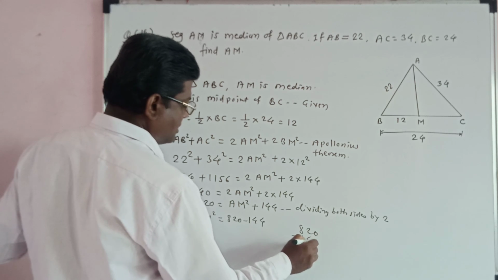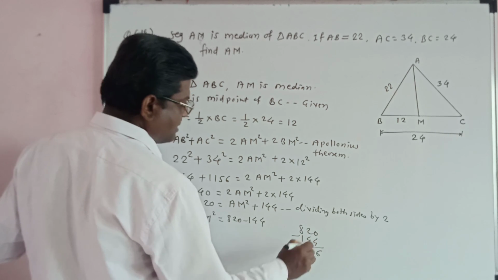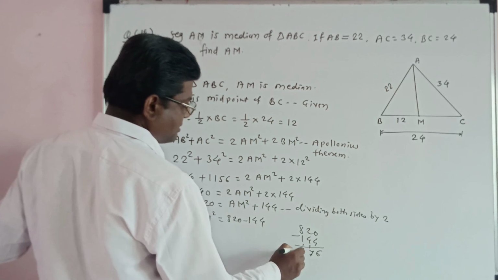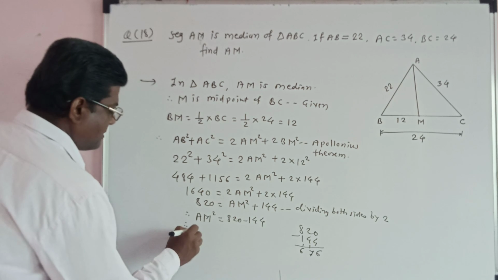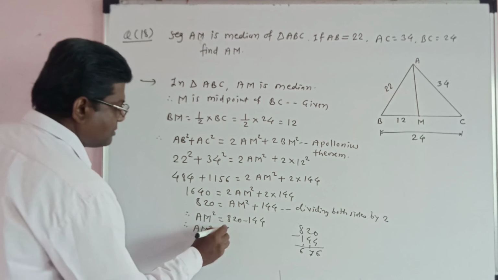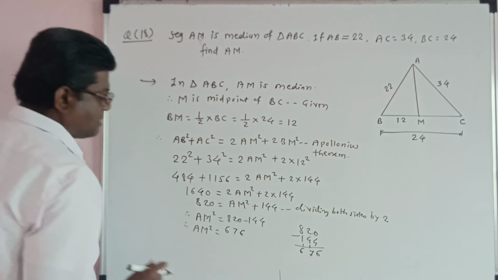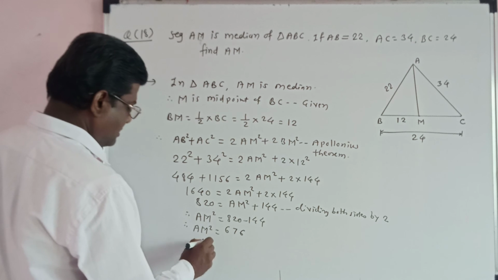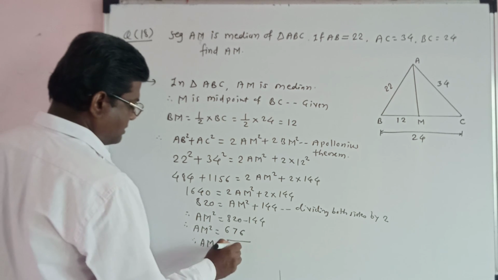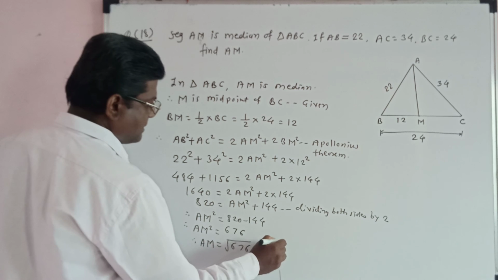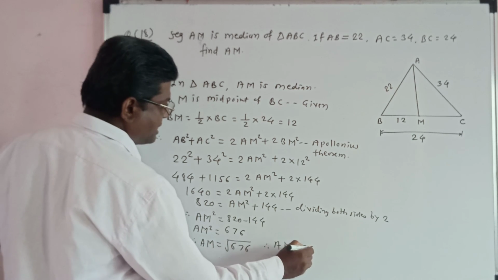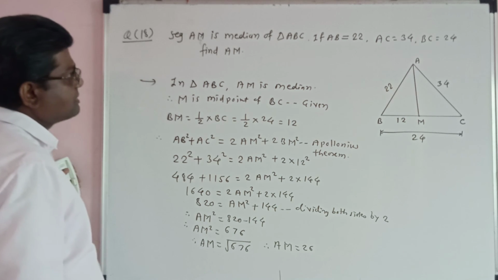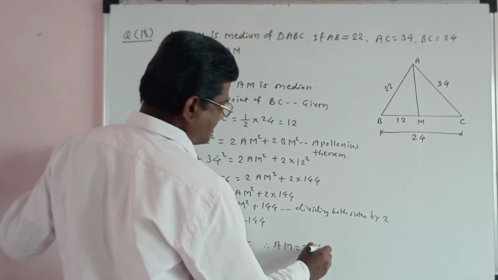820 minus 144 is 676. Therefore AM square is equal to 676. Therefore AM is equal to the square root of 676. Therefore AM is equal to 26. The square root of 676 is 26 units.